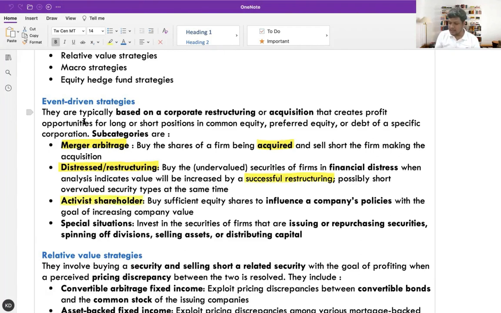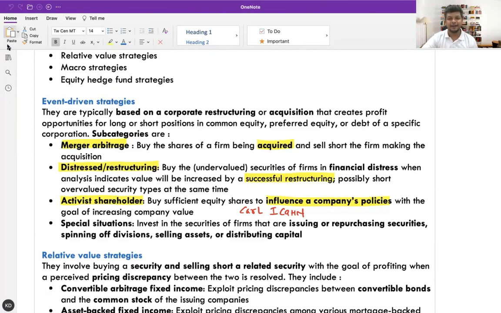Activist shareholders. They buy sufficient shares to influence a company's policies so that they can make big decisions during the AGM. As I told you, there are many activist investors, you recollect that? One of them was Carl Icahn. He's a very famous activist investor who has invested in Apple. Right? We have discussed that. If you don't remember, I'll show you that slide also. I had put up the pictures of all activist investors.